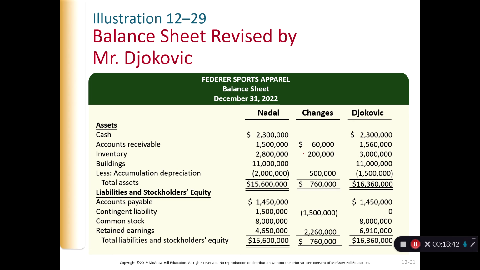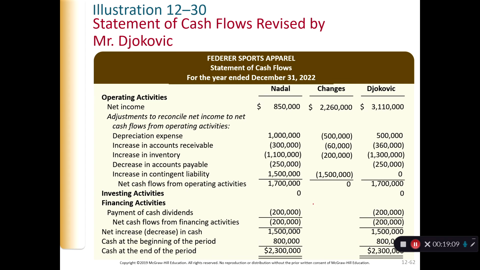Okay, and then when we look at the balance sheet, amazing changes as well. Nadal reported $15 million for the total asset. After Djokovic's proposal, the total asset grows from 15 million to 16 million, and total liability and equity grow the same amount, right? And what about the adjustment effects on the statement of cash flow?